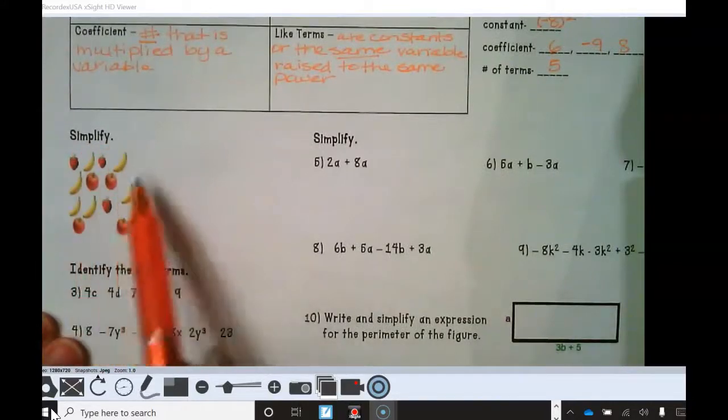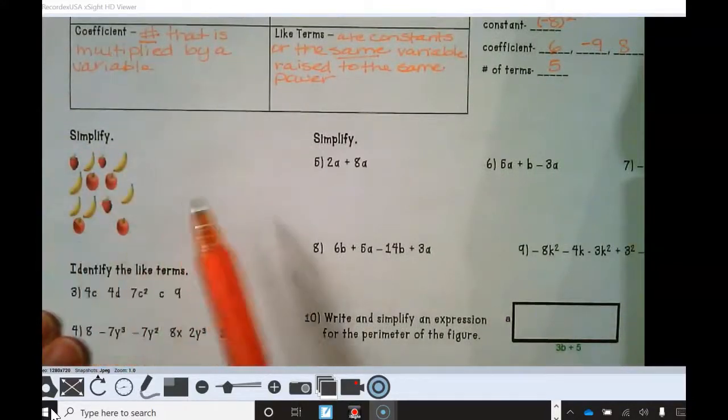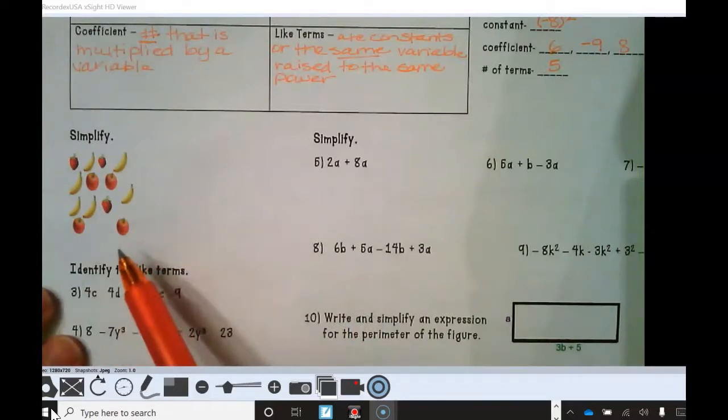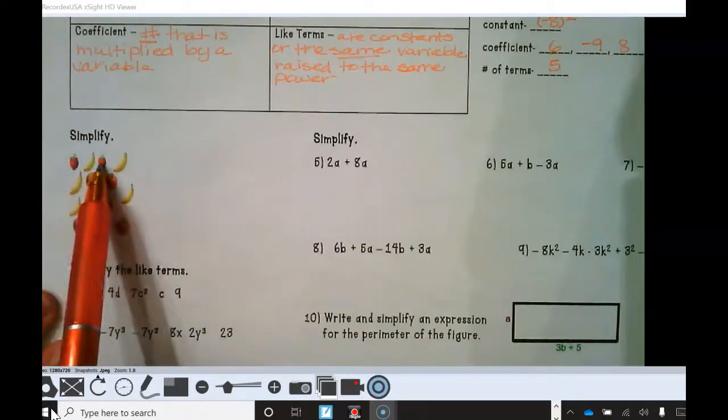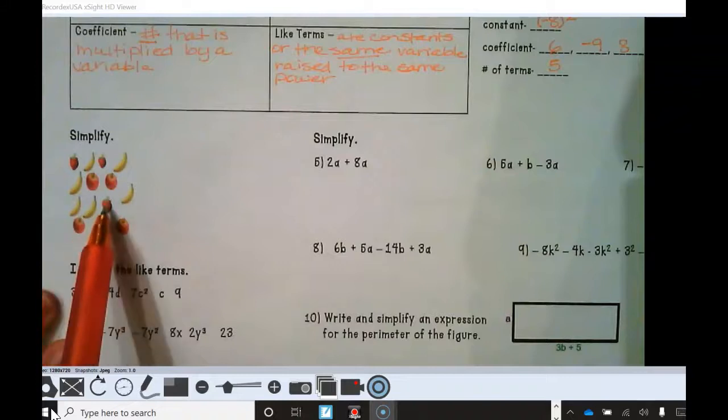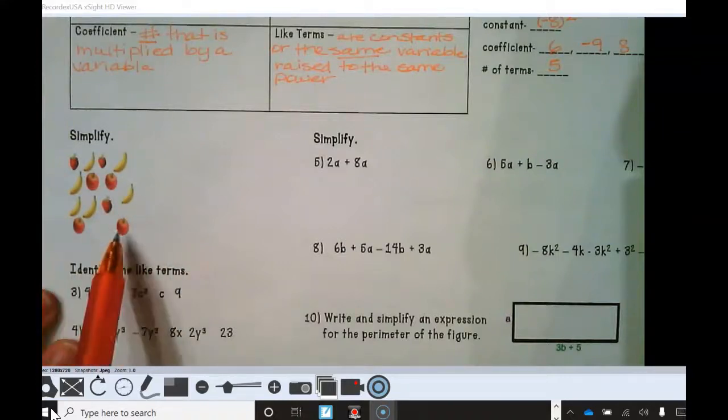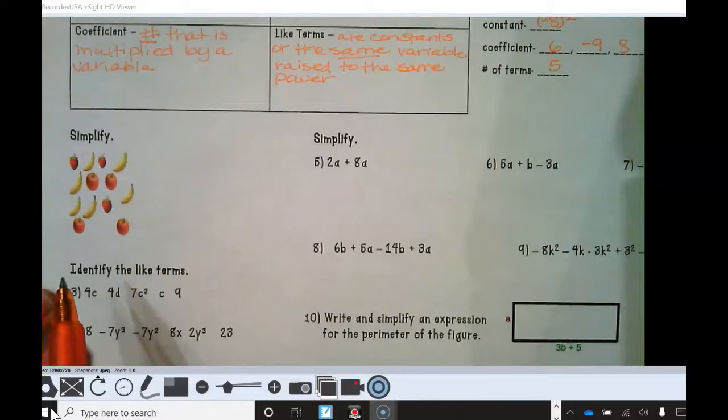This says to simplify. Right now we just have a whole pile of fruit. Now if you were explaining the fruit that you had to a friend, would you say, I have a strawberry, a banana, a strawberry, a banana, apple, a banana, a strawberry, a banana, an apple, and an apple? I didn't think you would. All right, so you would group them together.